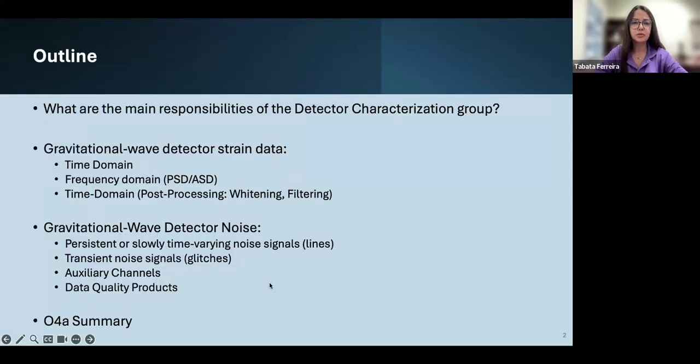Then I will try to show you some of the main responsibilities of the detector characterization group. We go through gravitational wave detectors' strain data in both time and frequency domains. Then I'll show you the main types of noise in the detector, how we try to find out their source, and the data quality products that we have from there. And in the end, I'll give you a summary of O4A.